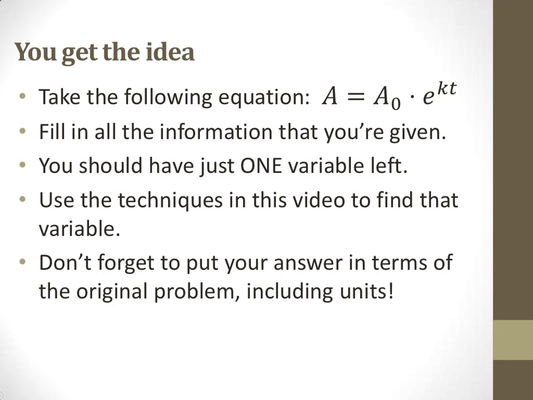So you get the idea at this point. You take this equation, the amount that you have after t time at this k rate, e is just a number, put in all the information that you have, and you're going to have just one variable left. That's always going to occur. So if you've got more than one variable, something is wrong. Then use the techniques you saw in this video to solve for that variable. Don't forget to put your answers in terms of the original problem, including those units.